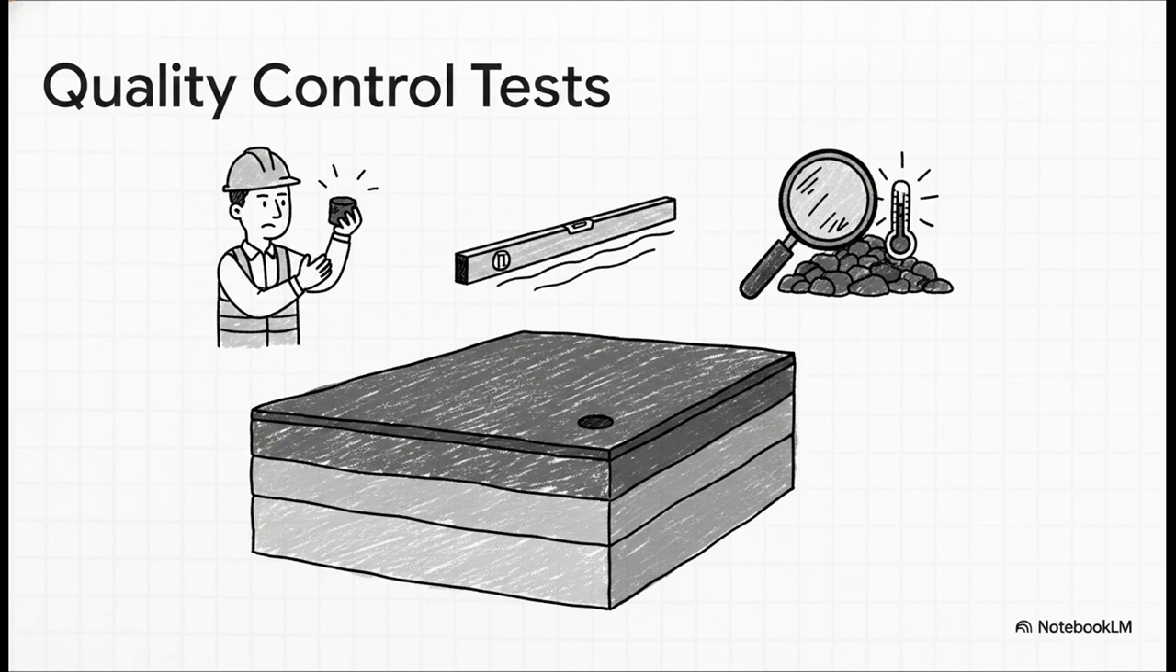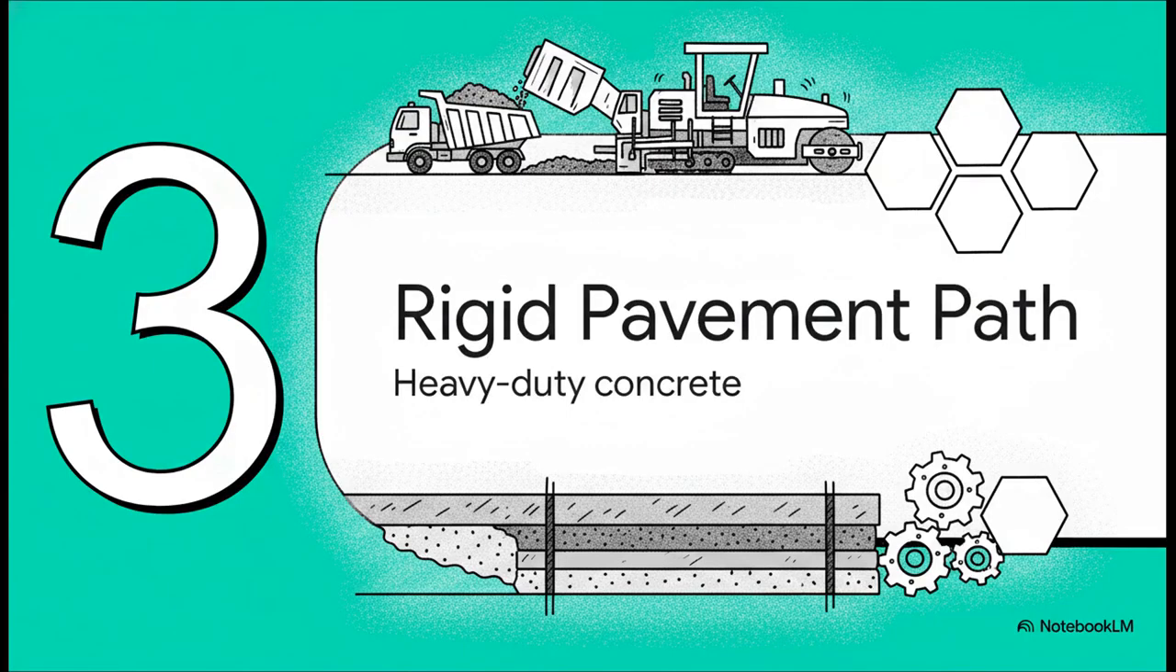It really reinforces the idea that this is a highly controlled science. We aren't just throwing hot rocks on the ground and hoping for the best. And this brilliantly illustrates our transition into Section 3, the rigid pavement path. Heavy-duty concrete. What if we need something built for extreme, punishing wear and tear? Well, we shift gears to the heavy-duty concrete road.